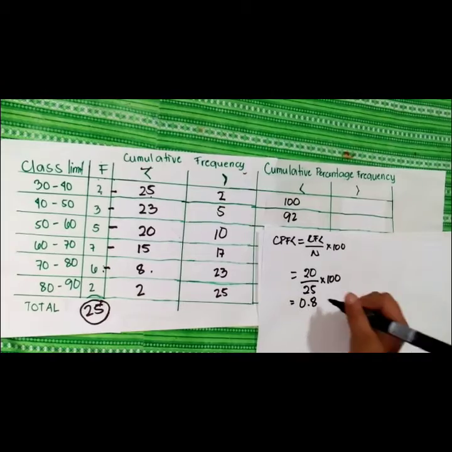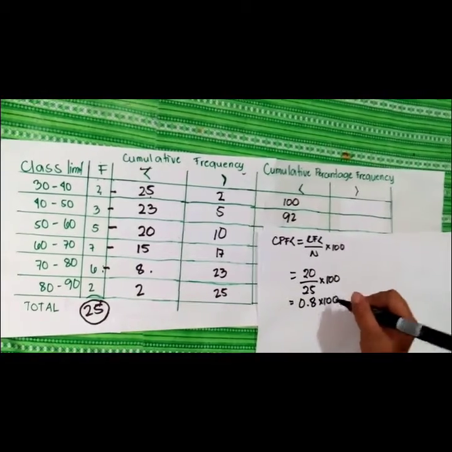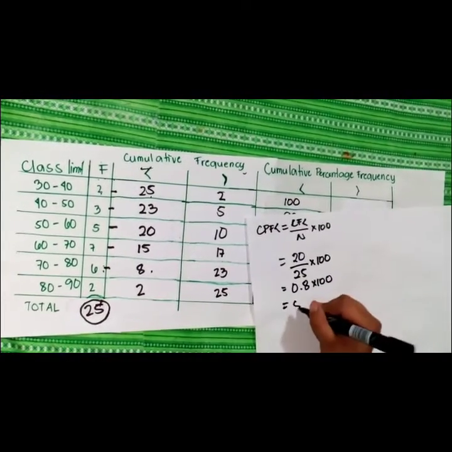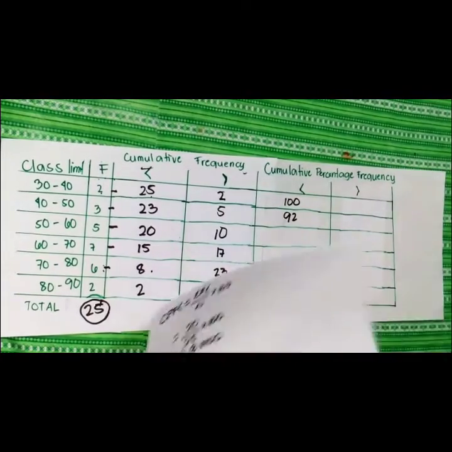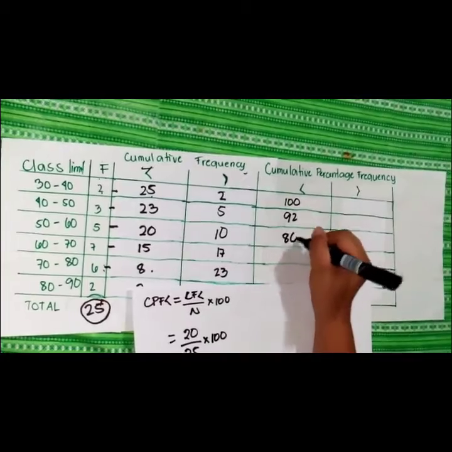And 0.8 times 100 is equal to 80. So our answer on the third row, we have 80.